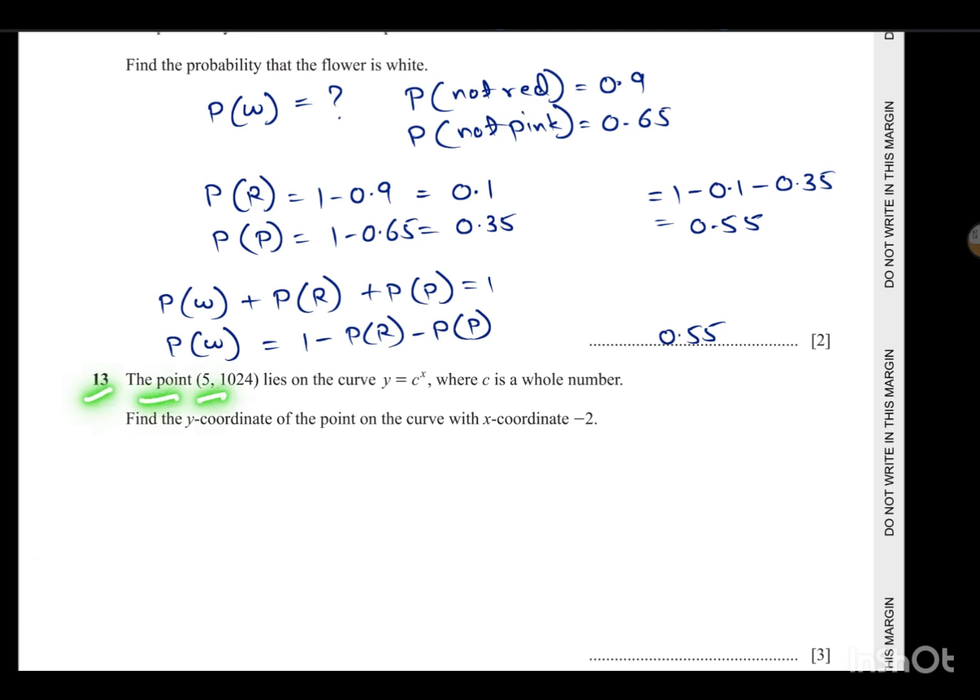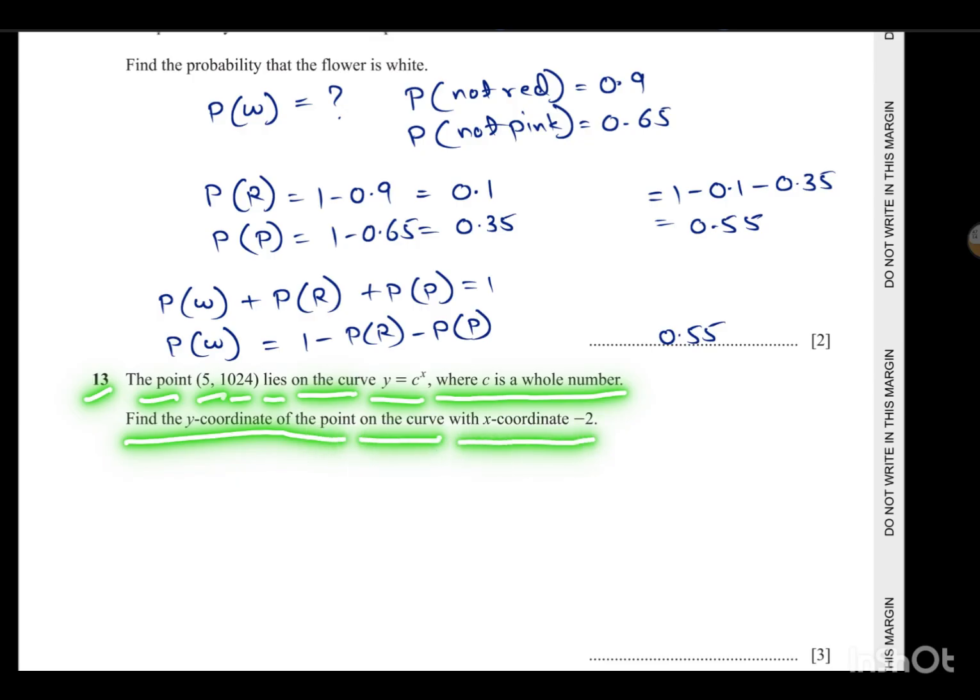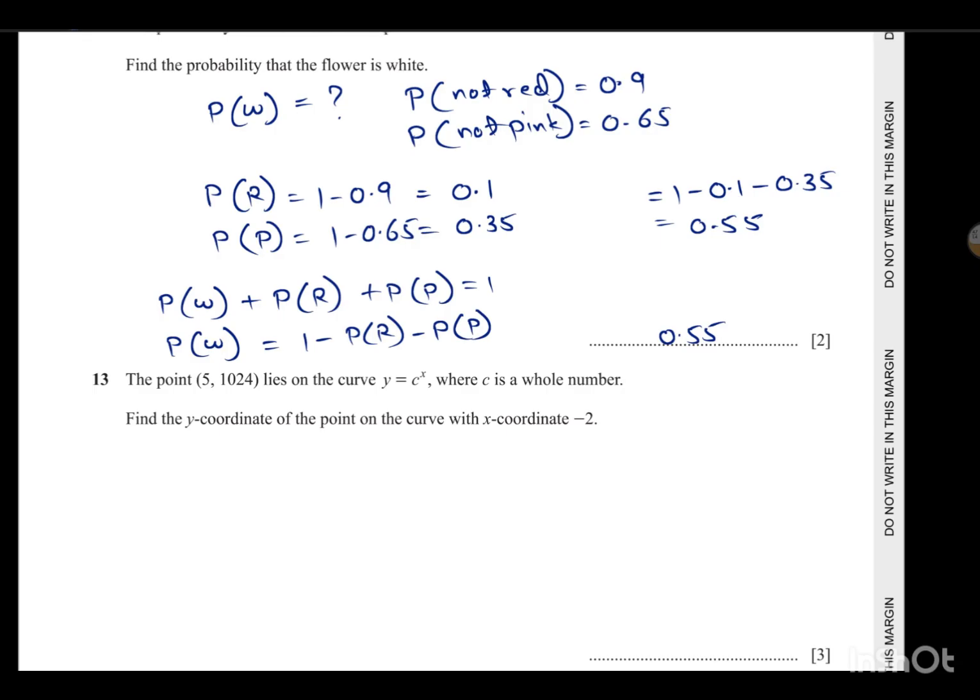The point (5, 1024) lies on the curve y is equal to c raised to x, where c is a whole number. Find the y coordinate of the point on the curve with x coordinate minus 2. So they gave us the coordinates of the point as 5 and 1024, and the equation of the curve is y is equal to c raised to x.